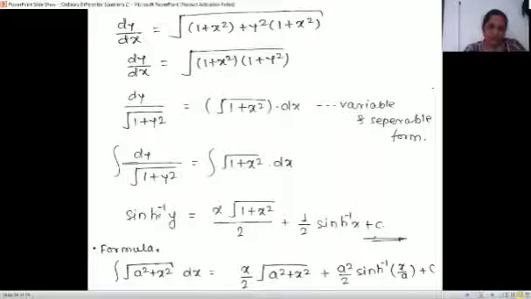And this integration is, first thing, we should know this formula: integration root a square plus x square dx. As it is here 1 plus x square, so formula is x by 2 root a square plus x square plus a square by 2 sine hyperbolic inverse x by a plus c. So that's why this integration we have written here, and this is nothing but the sine hyperbolic inverse y. This is the formula of sine hyperbolic inverse. So whenever there is the option, this one will be the correct answer.